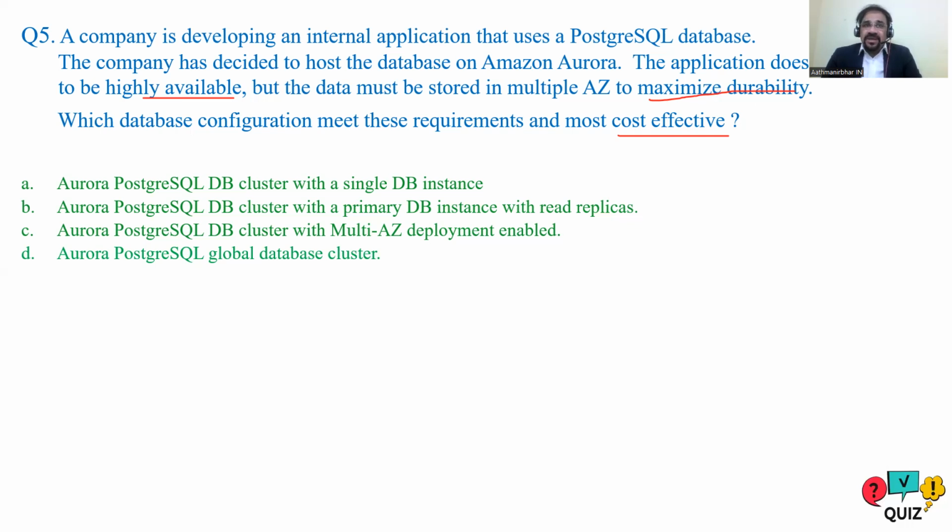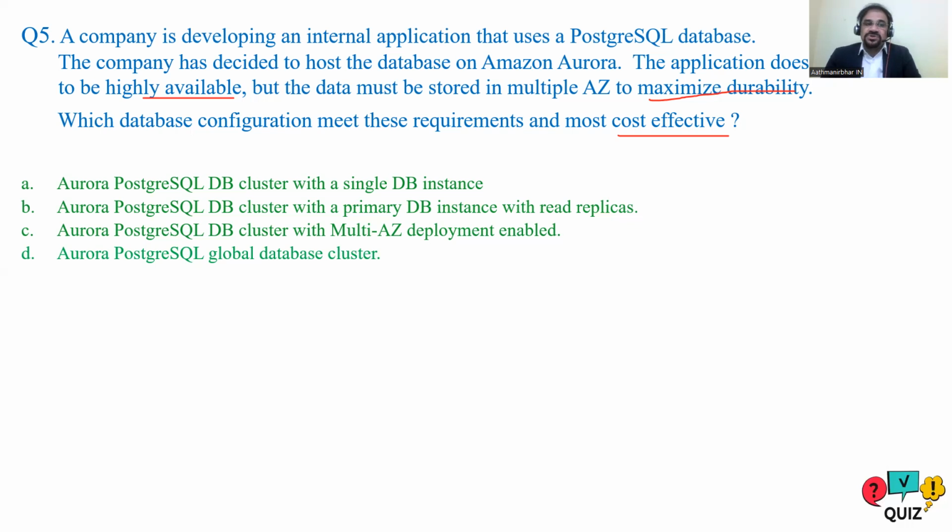Option D also meets the requirements of being highly available and maximizing durability, but not the cost effectiveness. How? Option D is a PostgreSQL global database cluster. What happens? The data is getting replicated across regions, in more than one region. So it will not meet the cost effectiveness requirement, though it will meet the requirements of being highly available and maximizing durability.